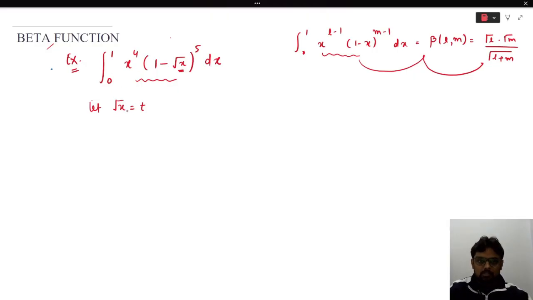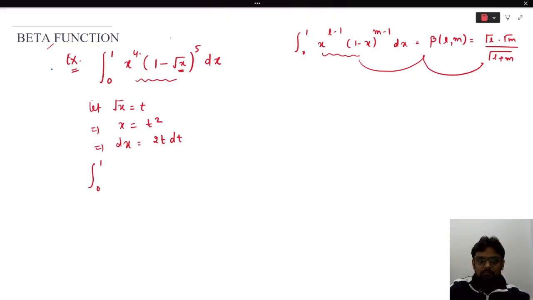So root 0 is 0 and root 1 is 1, so the limit of the integration remains the same, and the value of x is t square, and the value of dx is 2 times t dt. Okay, so this is 2t dt. Now check this, let's see how we reduce this. I have told you that the limit of the integration will remain 0 to 1.